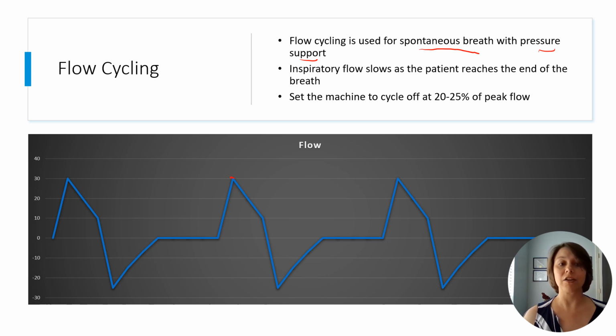This would be at 30 liters per minute. We set the machine to cycle off at 20 to 25% of that peak flow. Now, I made this graphic in Excel, so it's not quite accurate technically. What you'll see here is that it'll drop straight down and then slowly go off. It's this point here that tells it to cycle off. And so in pressure support, we are flow cycled.